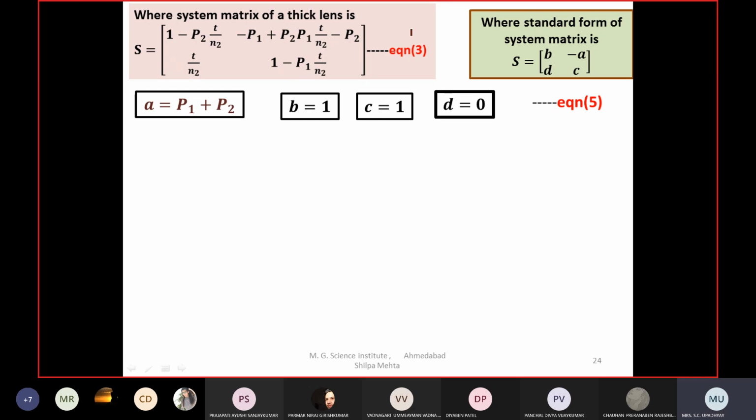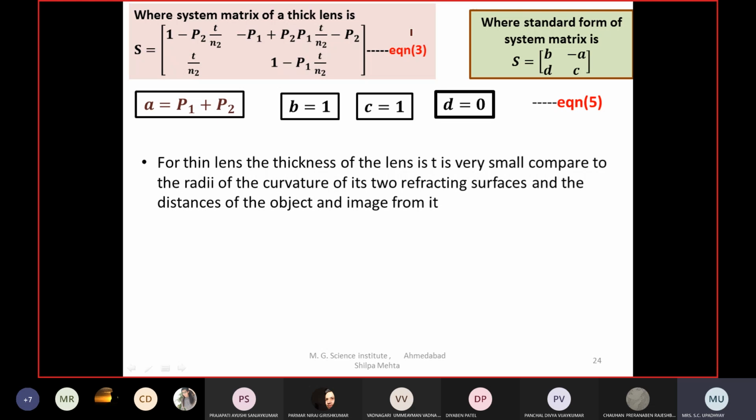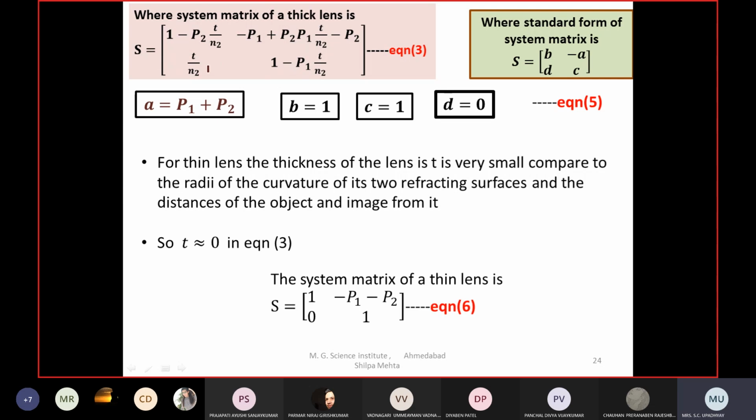So this is equation number 5. The standard form of the system matrix is S equal to B, minus A, minus D and C. This system matrix is for a thick lens; to get the thin lens one, we substitute T equal to 0, then we get the first element B equal to 1, the second element A equal to minus P1 minus P2, the third element is 0, and the fourth element is equal to 1.